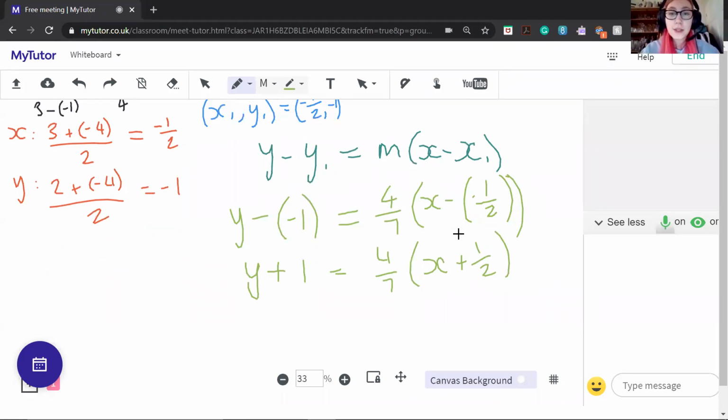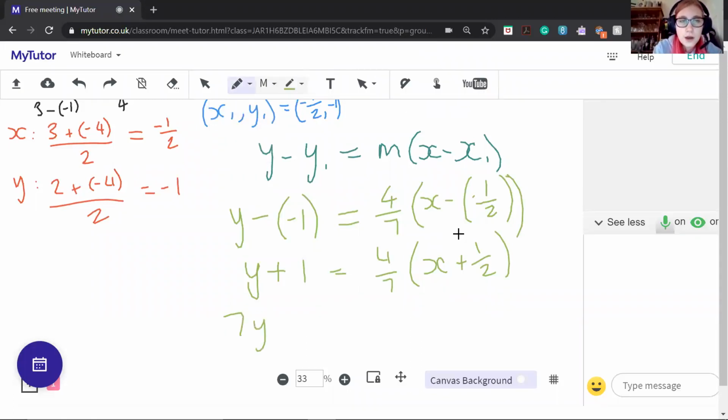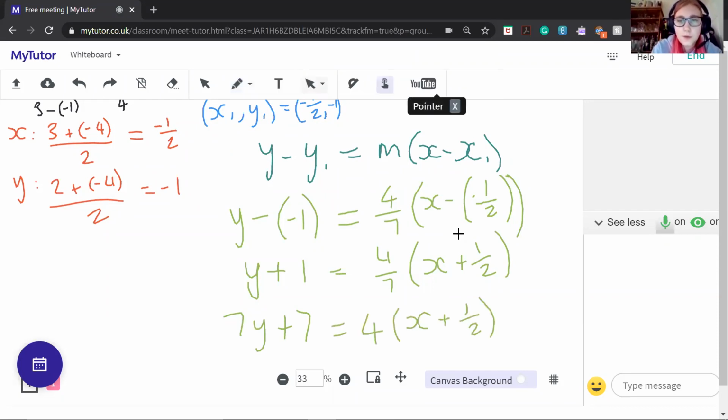Then what I would definitely recommend doing at this point is we're going to multiply up by 7. And that seems kind of counterintuitive because we just want it to be y equals mx plus c. So why would you make it be a 7y? I went into this in more detail last week when we were doing this kind of stuff for the main lesson. But the reason is because otherwise we have to deal with fractions, multiplying 1/2 by 4/7 and then subtracting the 1. So it makes more sense to make everything non-fractional and then divide if we need to at the end. So we're going to multiply everything by 7, and that gives us 7y plus 7 equals 4 lots of x plus 1/2. So that's all I've done. I've multiplied it by that 7.